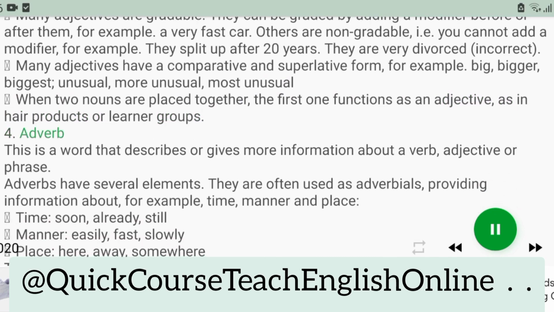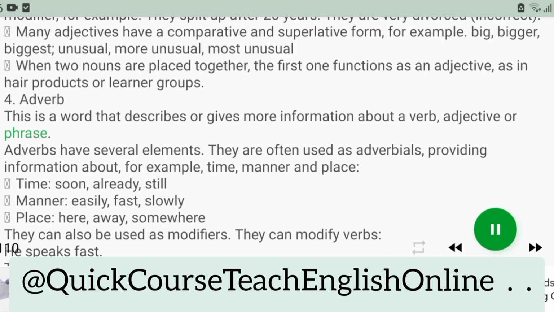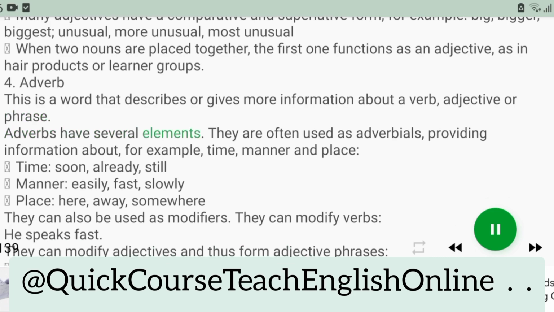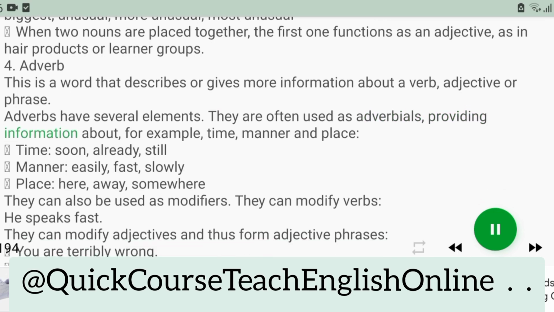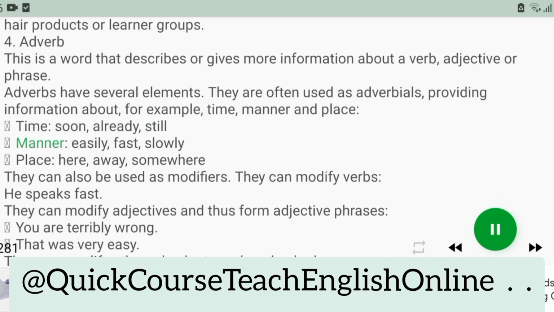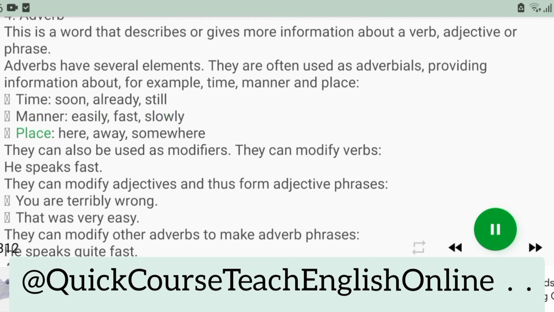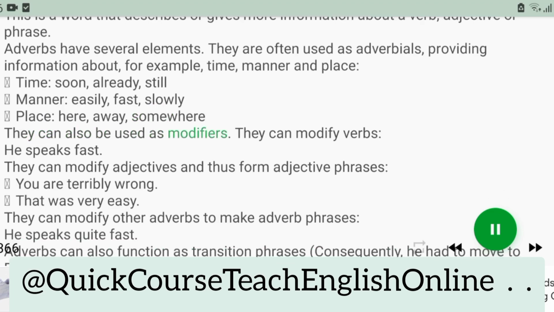4. Adverb. This is a word that describes or gives more information about a verb, adjective, or phrase. Adverbs have several elements. They are often used as adverbials, providing information about, for example, time, manner, and place. Time, soon, already, still. Manner, easily, fast, slowly. Place, here, away, somewhere. They can also be used as modifiers.